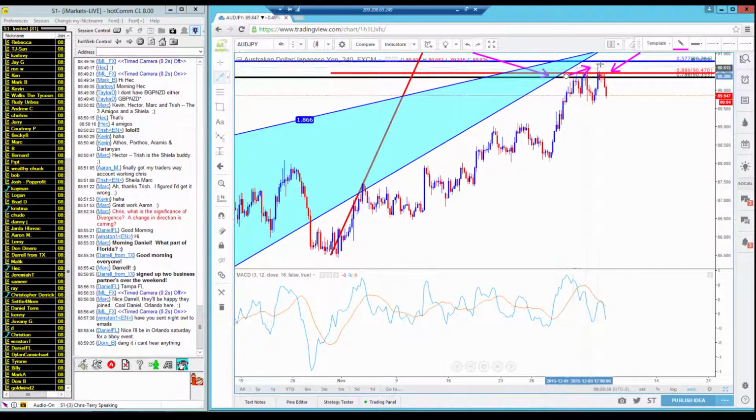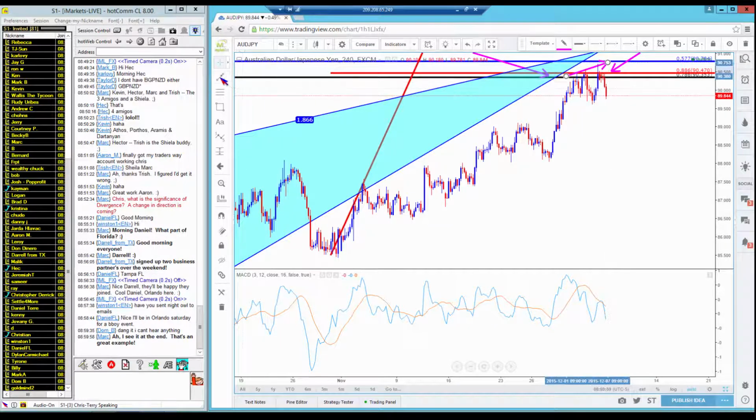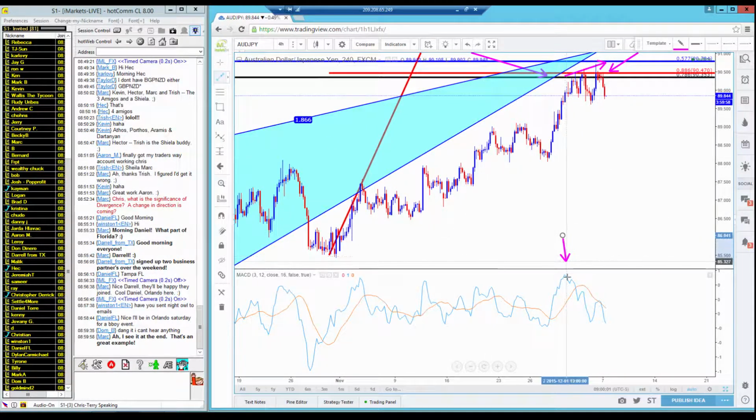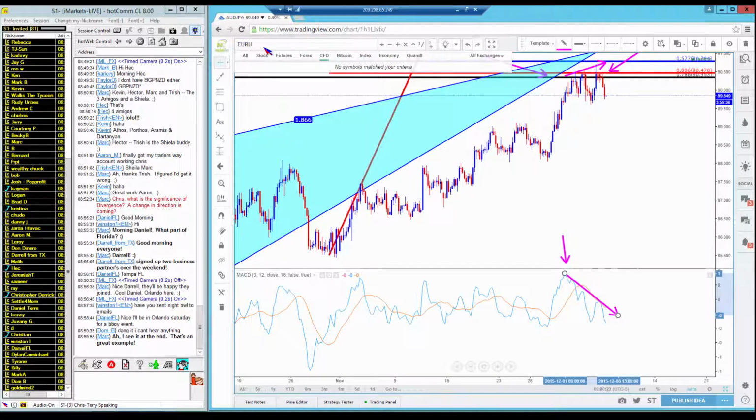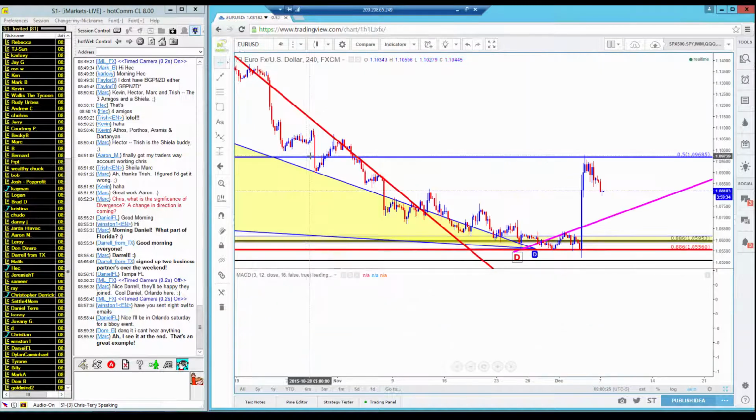Price made a higher high on each push up as opposed to the lower highs right here. All right, so you see what we're looking at? Higher highs in price, lower highs in the oscillator, guys. All right. Great example. You see this? Let's take a look at the EUR/USD. Let's see what's going on with this.